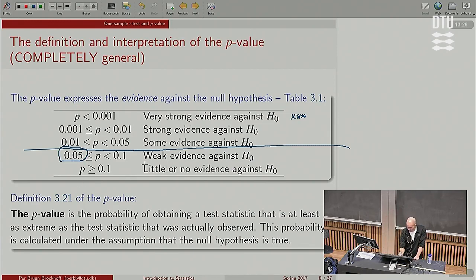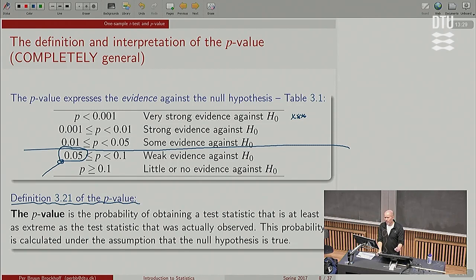Above 5, there is weak evidence. Above 10, there is no evidence at all. That's the global sort of interpretation table for p-values. If you see something in the newspaper, this was found significant, typically it's because some p-value turned out to be less than 5%. That's how it goes. And the formal definition, in a way we used it already.